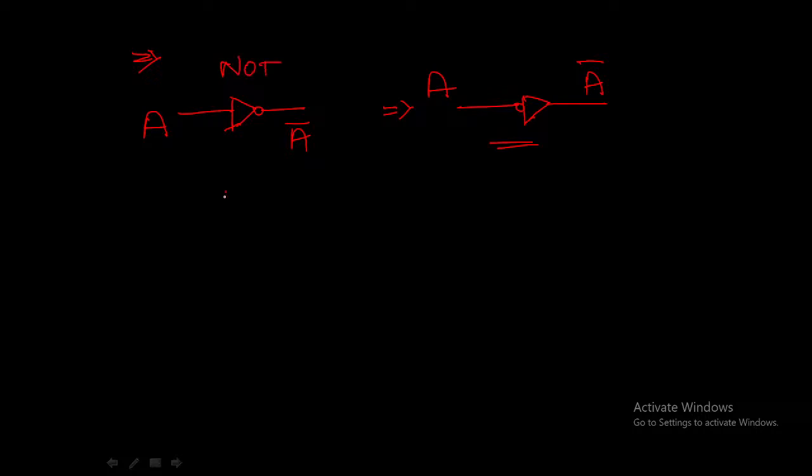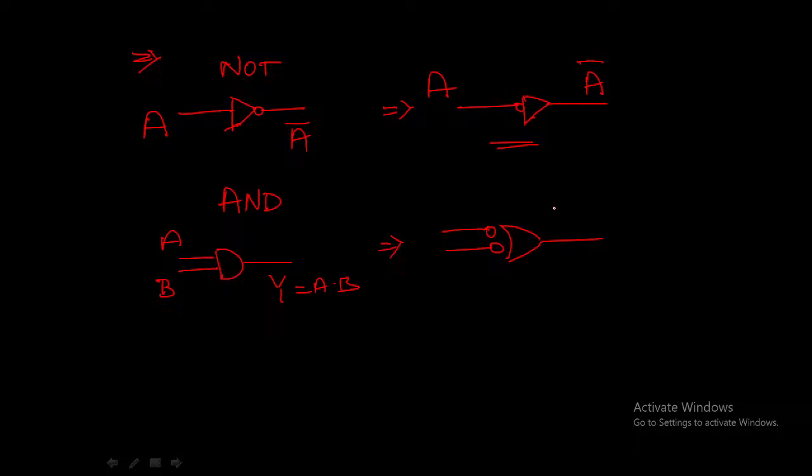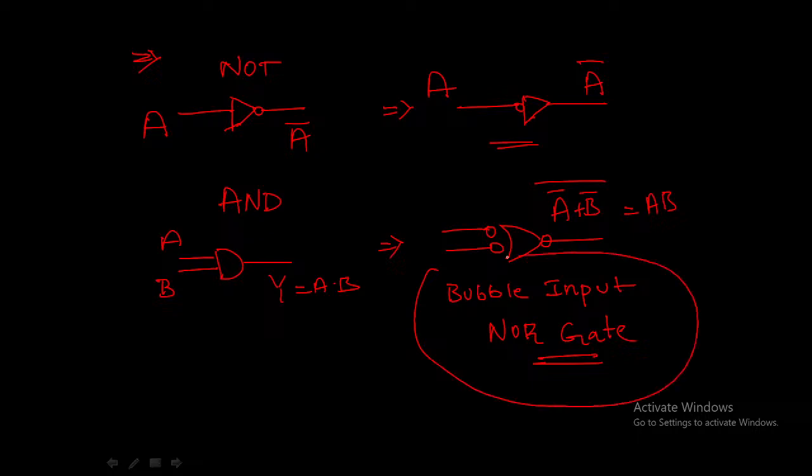Coming to the AND gate, this is the normal representation, where A and B are the inputs and Y is equal to A dot B. This is the alternate representation of the AND gate: A bar plus B bar the whole bar, which is nothing but AB. This is a bubbled 2 input NOR gate. So the AND gate can be represented as a bubbled input NOR gate.